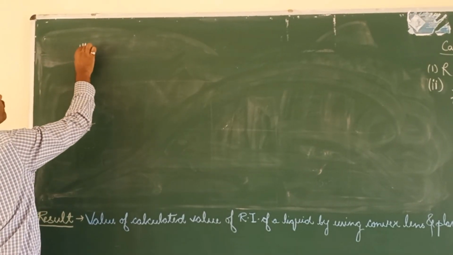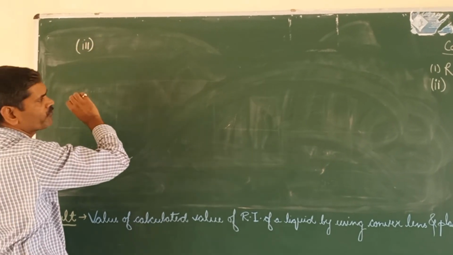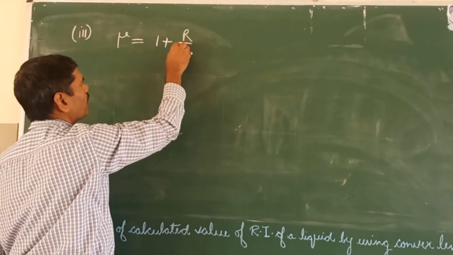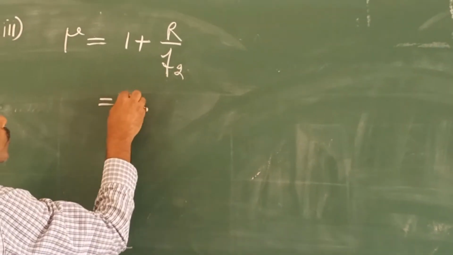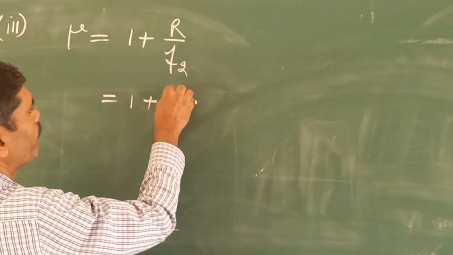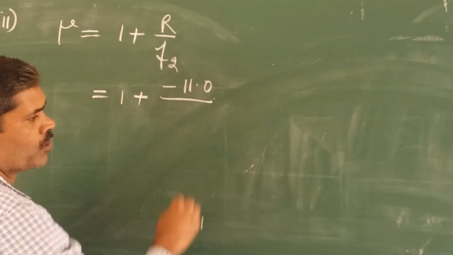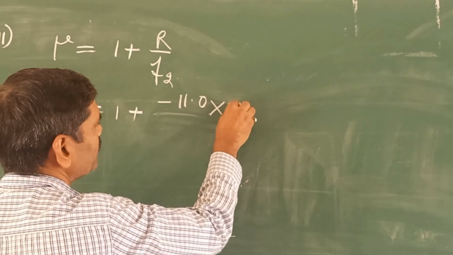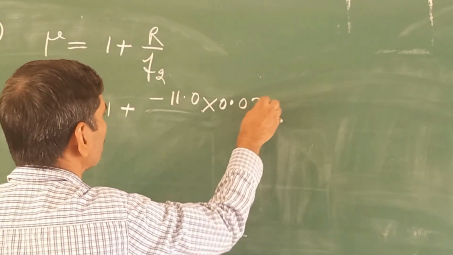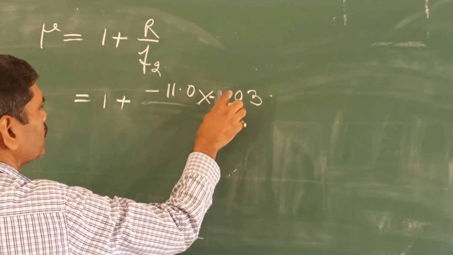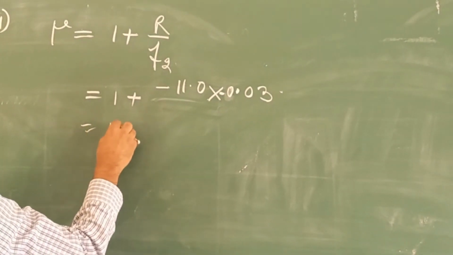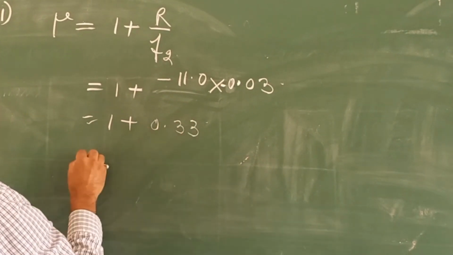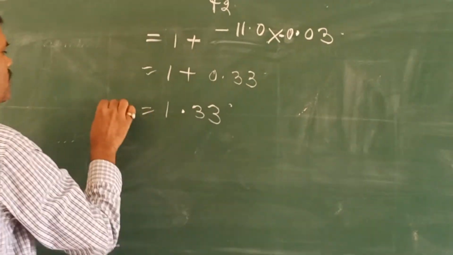Now third, find the refractive index, that is mu is equal to 1 plus r upon F2. Now place the value: 1 plus r, which is 11.0, times 1 upon F2, that is directly 0.03 with minus sign. Therefore, it is 1 plus 0.33, that is 1.33. This is the refractive index.